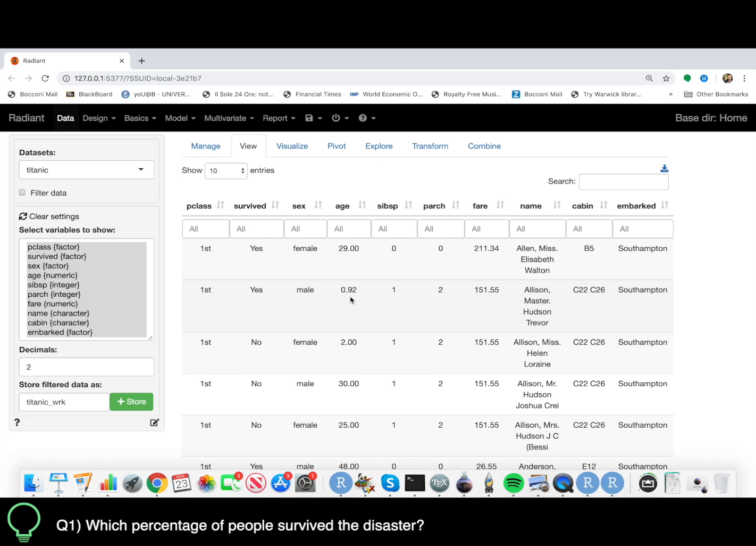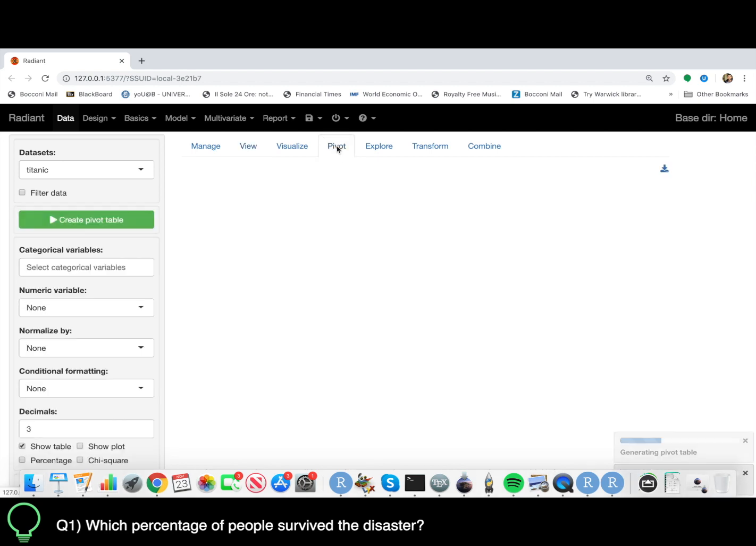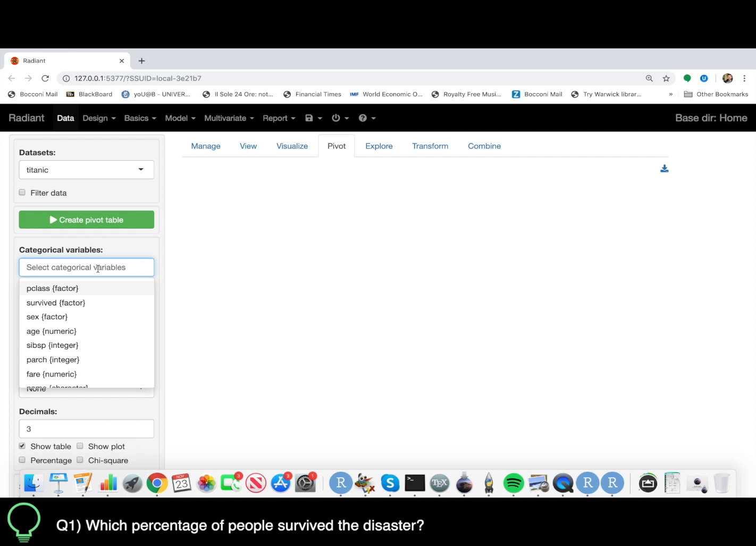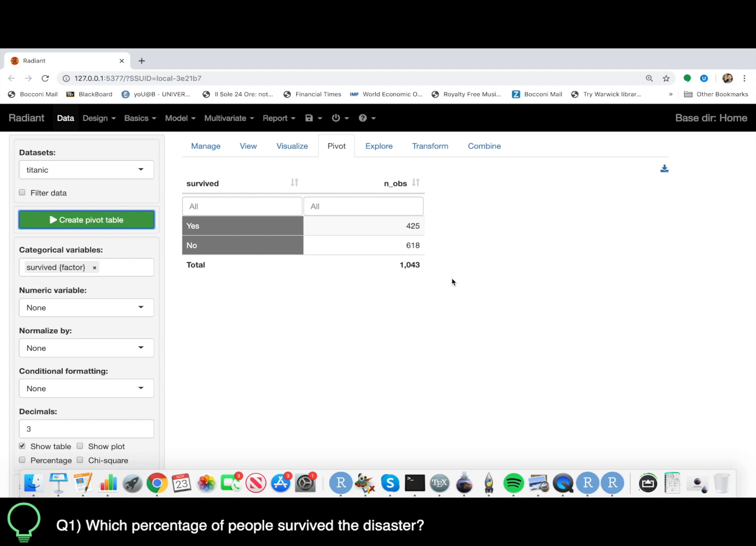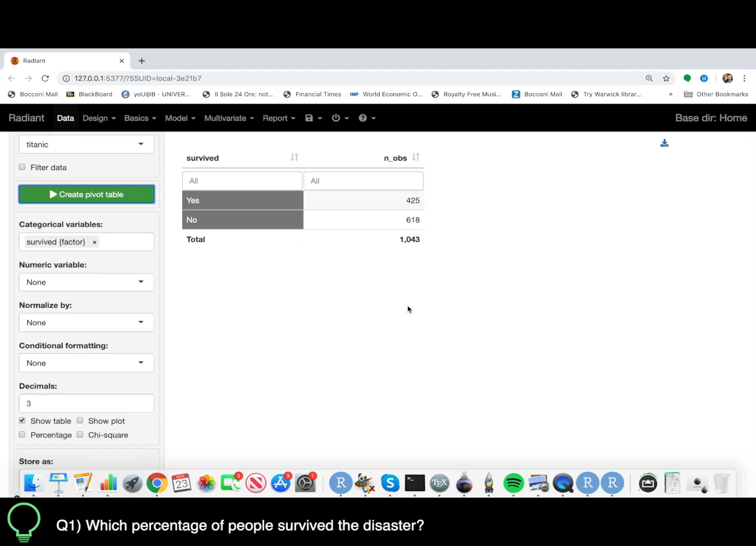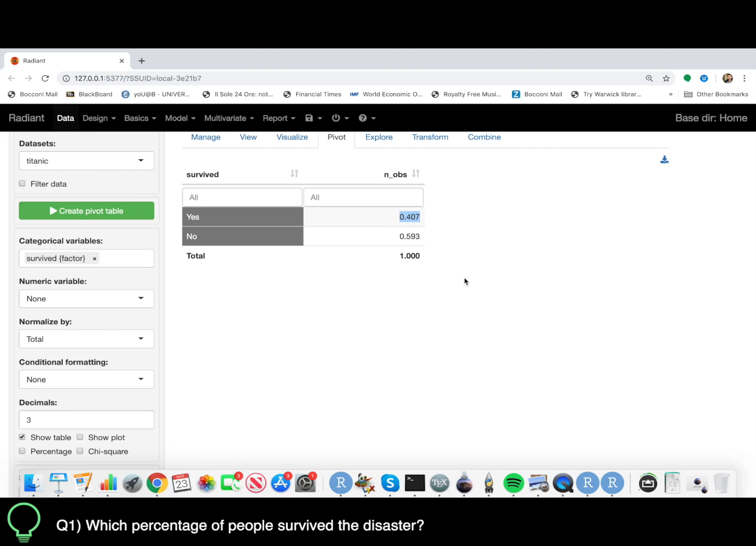Which percentage of people survived the disaster? Many times when we are using categorical data, the Pivot tab is very useful. So in this case, we can specify one or more categories, but one will be fine. And we create a pivot table which categorizes the individuals based on our categorical variables. So, as you well know, we can normalize by the total using this command here, and then recreate the table to see that 40.7% of the people survived the disaster.